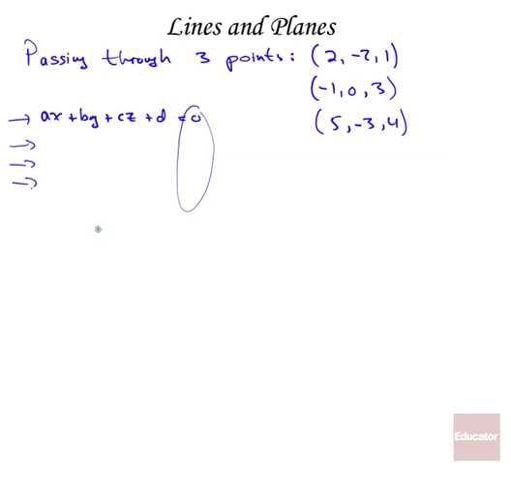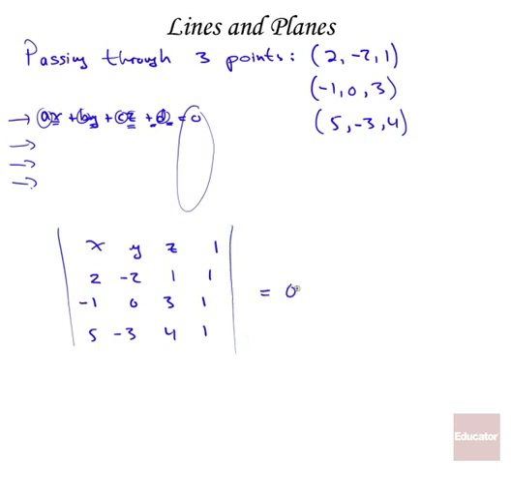Therefore, I can set up the following. X, Y, Z, 1, that's that coefficient, that coefficient, that coefficient, and that coefficient, the 1. What I'm looking for is A, B, C, and D. Those are my variables. And then I take the point 2, minus 2, 1, 1. I take the other point, minus 1, 0, 3, 1, and 5, minus 3, 4, 1. This determinant has to equal 0.